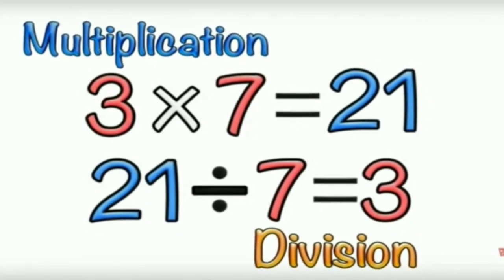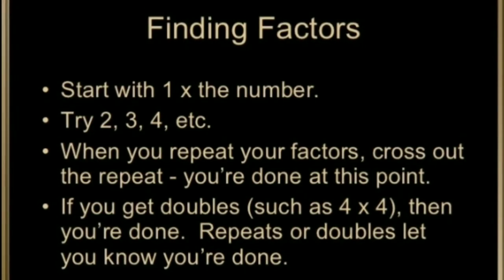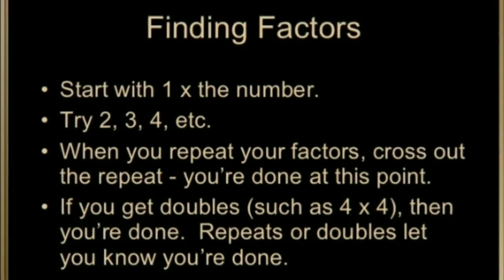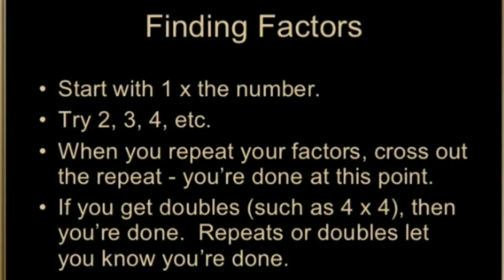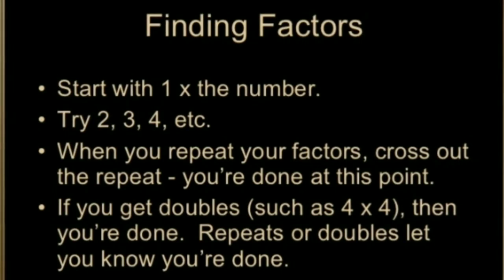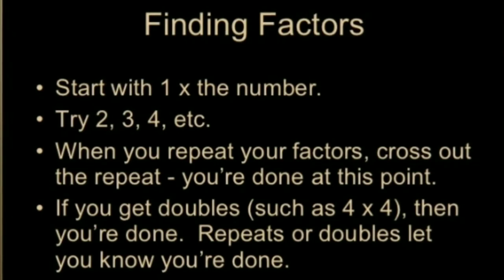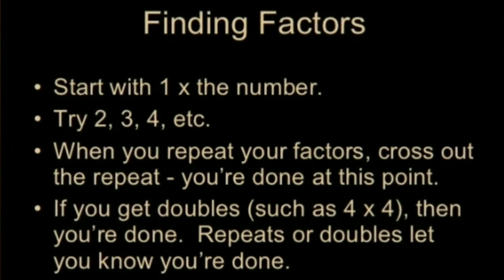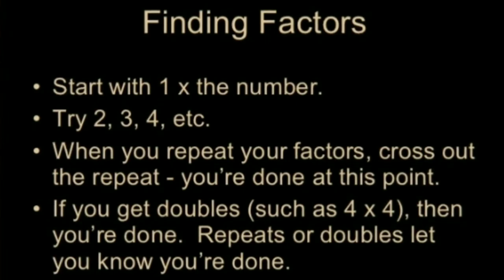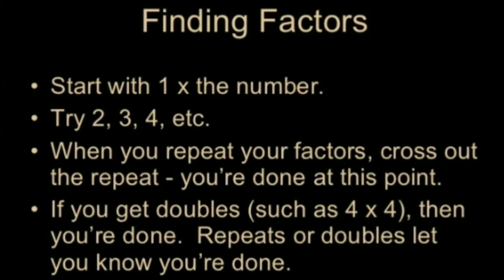Moreover, we have also studied the steps of finding factors. For example, if we want to find the factors using multiplication, we follow these steps. First of all, start with 1, multiply the number, then try with 2, 3, 4, etc. When you repeat your factors, cross out the repeat, you are done at this point. And if you get doubles such as 4 into 4, then you are done. Repeats or doubles let you know that you are done. We have done this with the help of various examples.